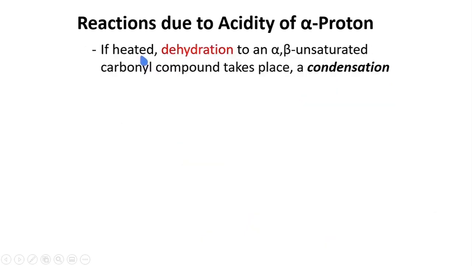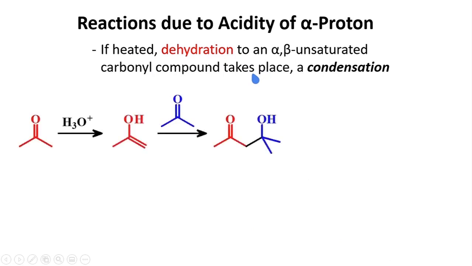If heated, dehydration to an alpha-beta unsaturated carbonyl compound takes place. This is a condensation reaction. Using acetone in an acidic environment, the enol will form. This enol can form the double bond and then attack this carbonyl-carbon. You will form your aldol. We call this an aldol reaction.